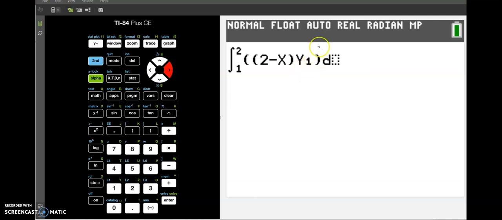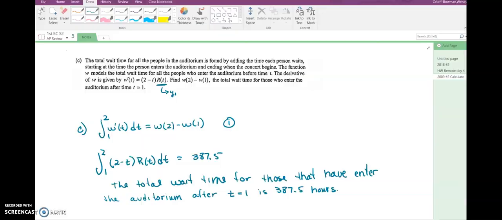Y sub 1, because we know that we have R of t and y sub 1, dx. All right, let's write that on our paper. Okay, you can see my write-up there, and that answer gives me another point. We have one more part to do in this problem, and that is part D. Pause this video, take a moment to read that problem, and think about your setup.